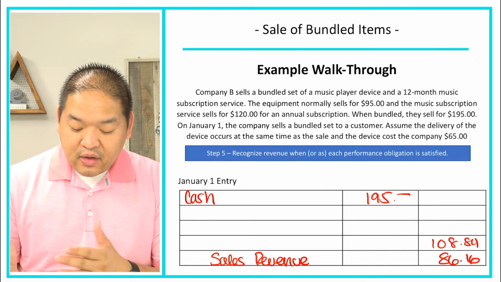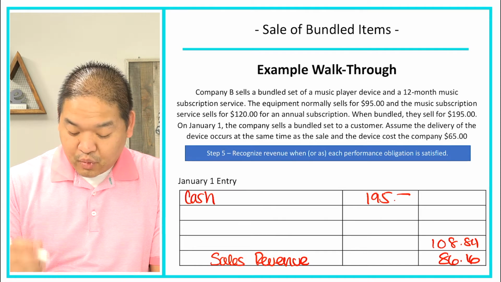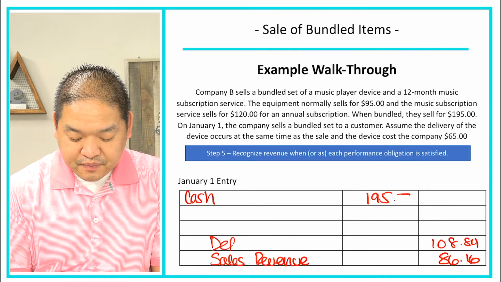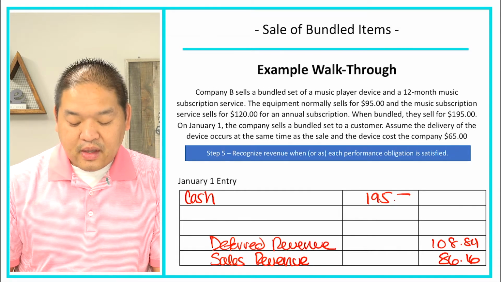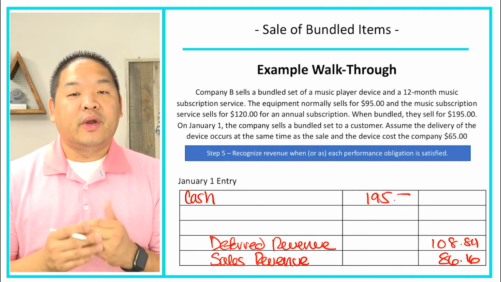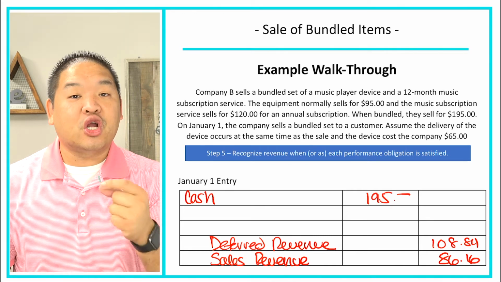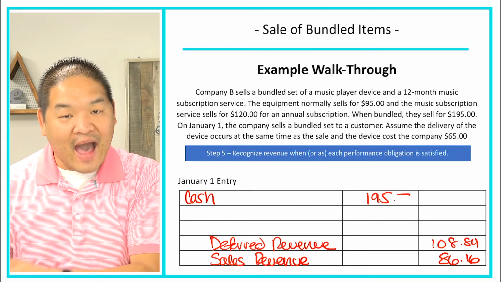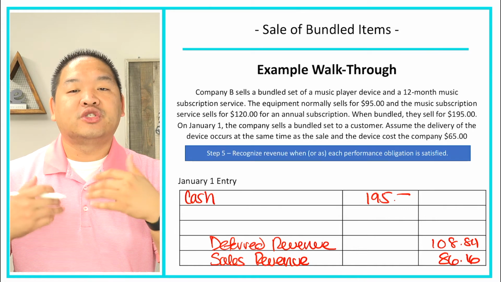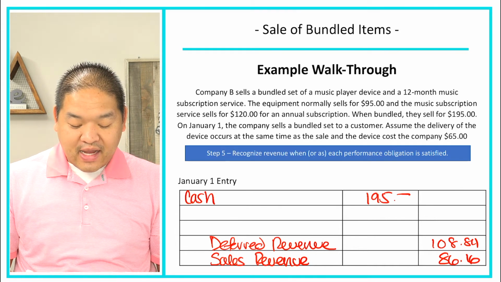So in this case, instead of service revenues, we're going to credit deferred revenues. By crediting deferred revenues, we're deferring the recognition of $108.84 until we've actually earned the revenues. When do we earn it? When time has passed. When time has passed, we start to earn that revenue. So we're going to credit deferred revenue of $108.84.